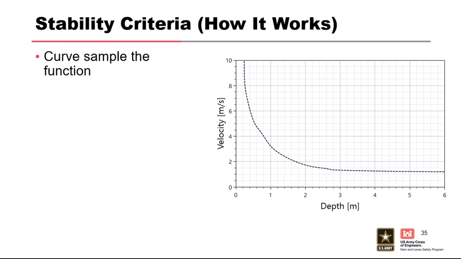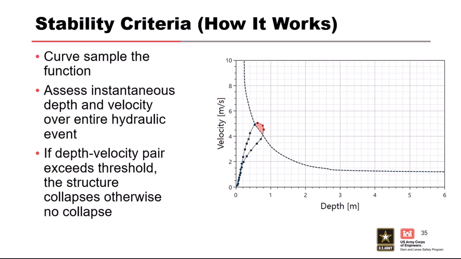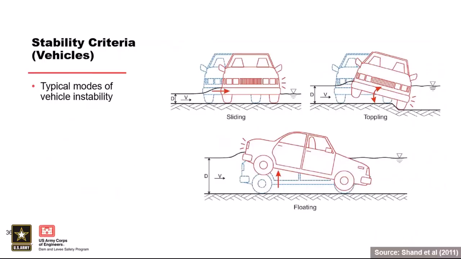All right, so we sample the function, and then we assess the instantaneous depths and velocities throughout that simulation that occurred at that structure. If at any time that instantaneous depth and velocity exceeds that function, then it's assumed that structure is collapsed. Otherwise, it assumes the structure is stable. Pretty simple, right? Same thing for vehicles, vehicle stability.